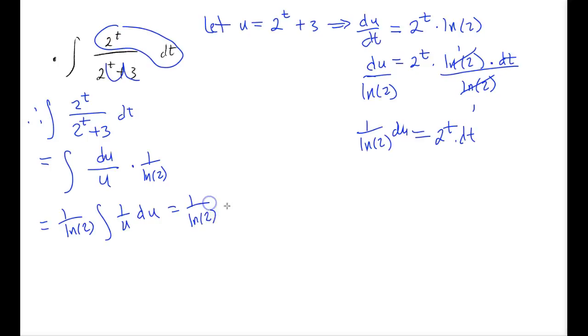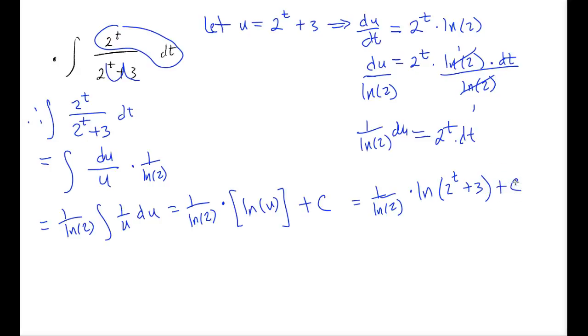So we have our constant number out here. Multiply that times natural log of u, and here we just do a plus c at the end because we have no limits of integration. And so now we go back and substitute what u is. And u was 2 raised to the t plus 3. And we have that plus c. And for the most part, we are done there.